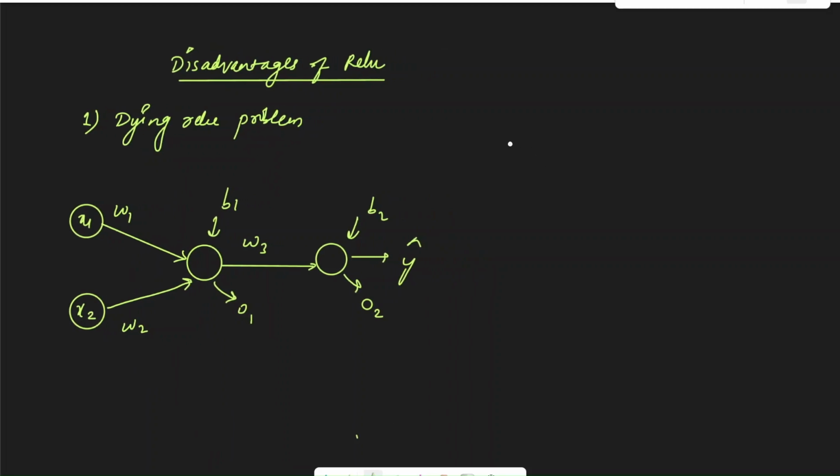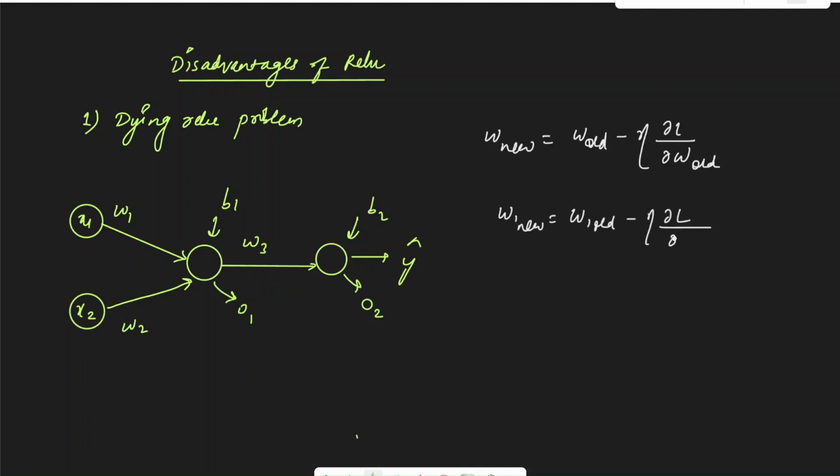Now you would know that for backpropagation, our formula is W new is equal to W old minus eta, which is the learning rate, times the derivative of the loss function with respect to W old. So similarly, if we have to update W1, then our W1 new would be equal to W1 old minus eta times the derivative of the loss function with respect to W1 old. Now again, we are just going to look at this part of the equation.